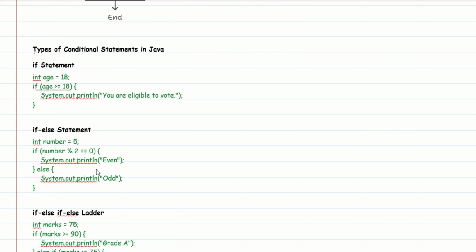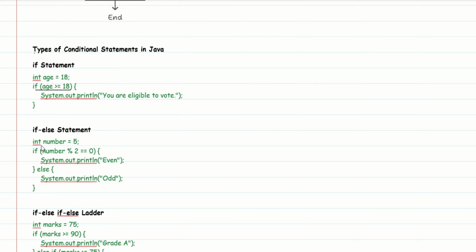Then we have the if else statement. This chooses between two paths, that is if and else, based on the condition. In a similar way, if this condition is not matched, we can have an else statement saying you are not eligible to vote.